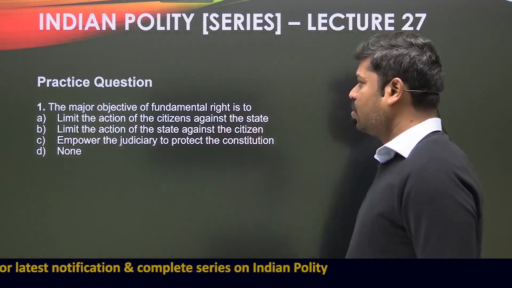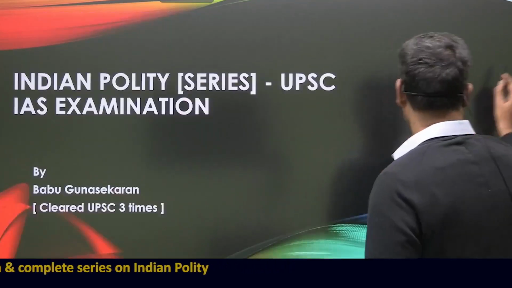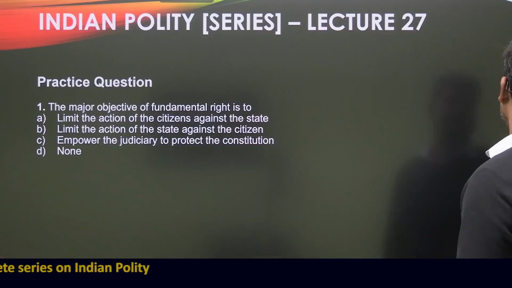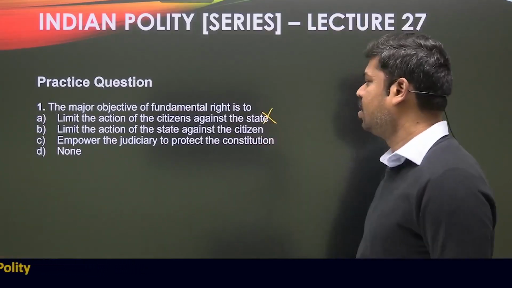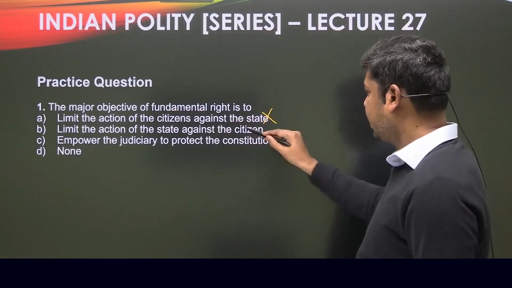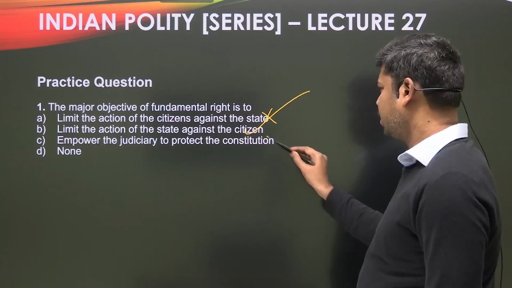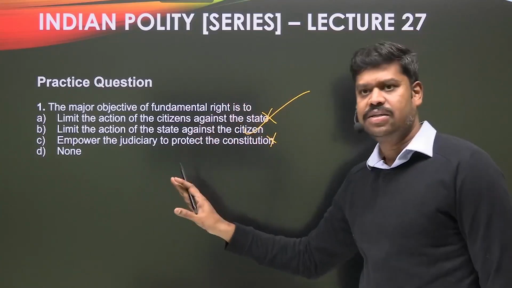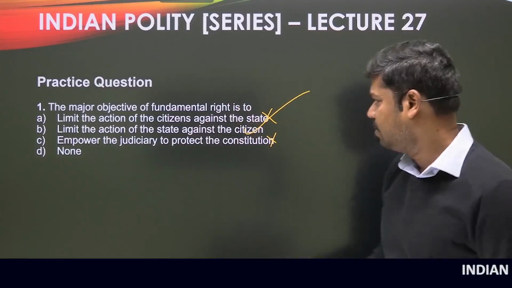So with that, come to the question. Limit the actions of the citizens against the state. No, that is not at all the objective. The objective is to limit the arbitrary action of the state. Limit the action of the state against the citizen. So this is definitely there. Empower the judiciary to protect the constitution. That is not the power of the fundamental rights. Of course, this is a provision in the constitution, but that is not the objective of the fundamental rights.